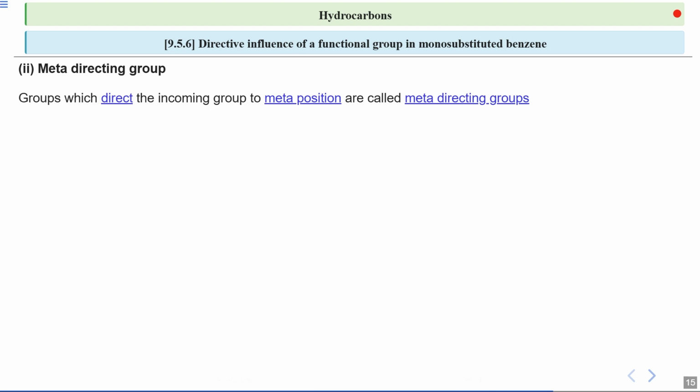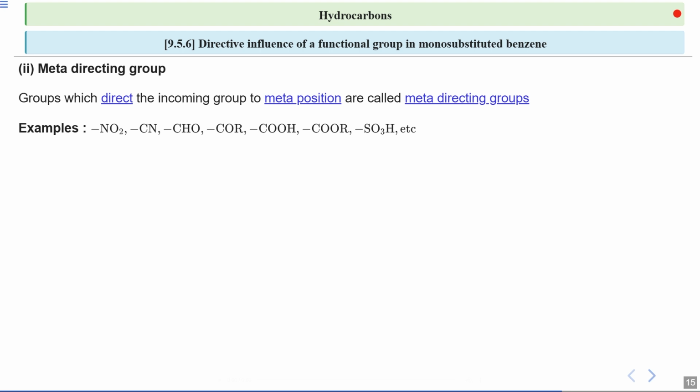Groups which direct the incoming group to the meta position are called the meta-directing groups. Notice how the term direct means that they control the position of the new group during the reaction. Examples are NO2, CN, CHO, COR. Then we have COOH and COOR.